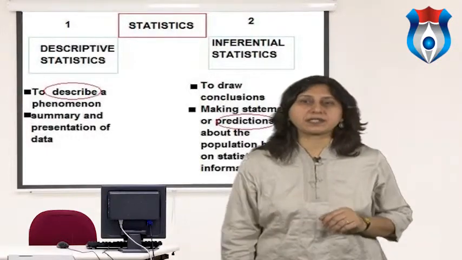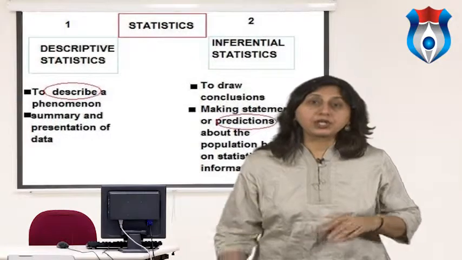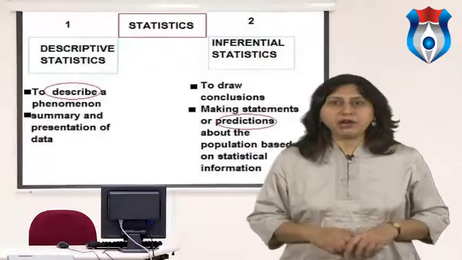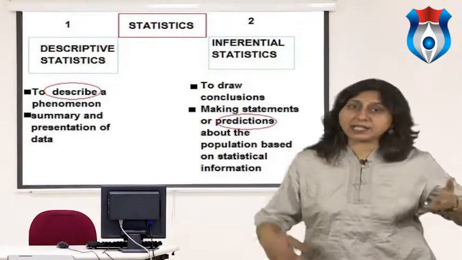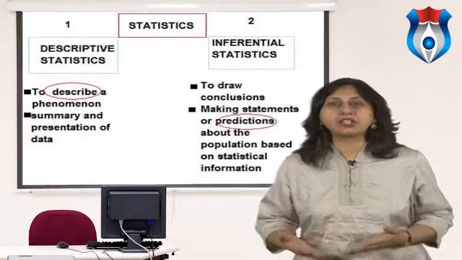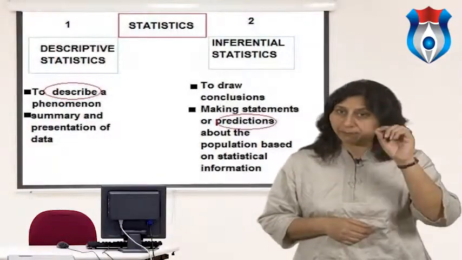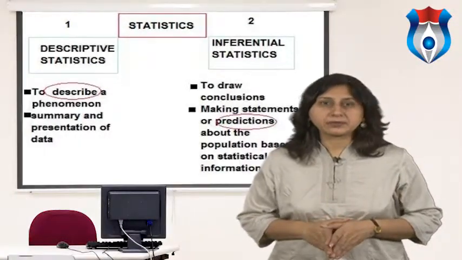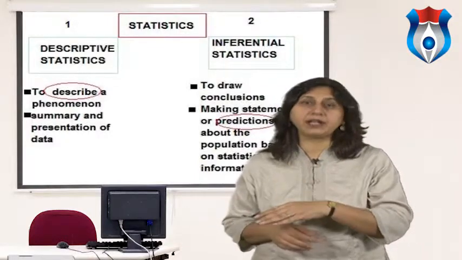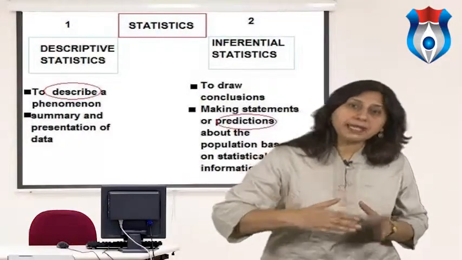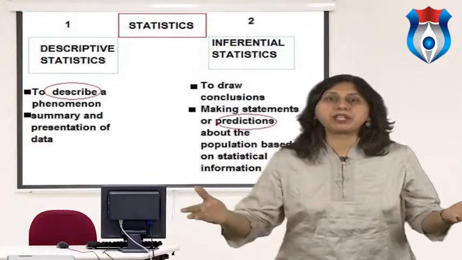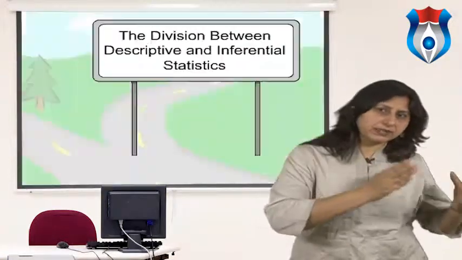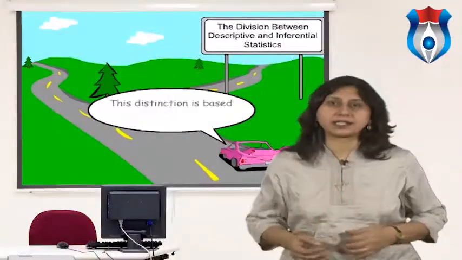Let us describe the first. Descriptive statistics means to describe a phenomenon, summary, and presentation of data. For example, in a conference, someone is presenting charts, pie charts, bar charts, and all these different visuals for better understanding. And that is what descriptive statistics is. Inferential statistics, on the other hand, is to draw conclusions, making statements or predictions about the population based on statistical information. Let us now look at the division between descriptive statistics and inferential statistics.